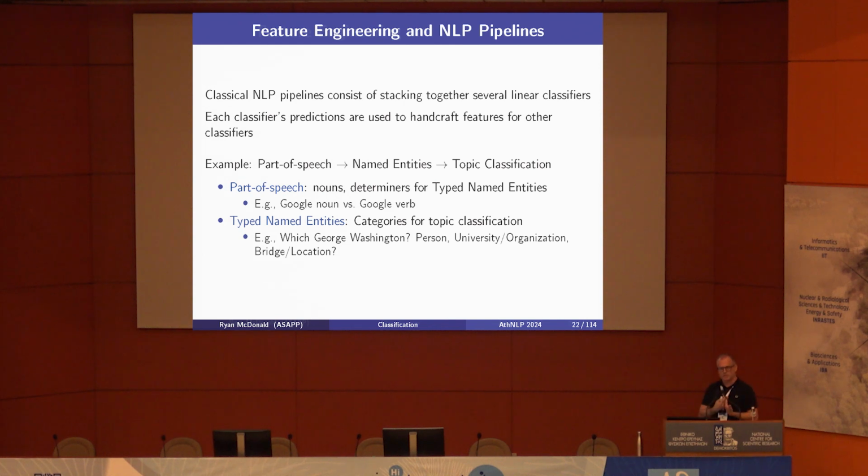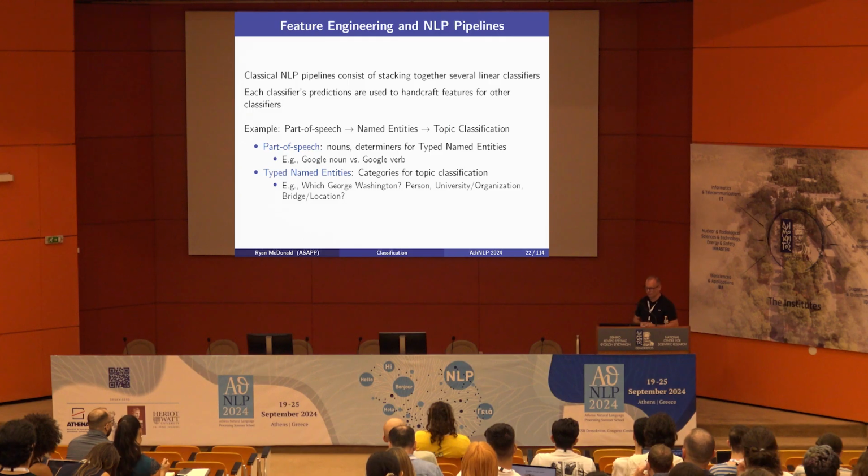Knowing that distinction, you make that part-of-speech tag. If I know that part-of-speech tag, it tells me more about whether I'm talking about an actual entity. The verb's not an entity, but it also tells me what type of entity it might be. And then entities can help us with topic classification, right? So which George Washington are we talking about? The historical person? A bridge, which is a location? Or a university, which is some kind of organization, however you want to categorize it.